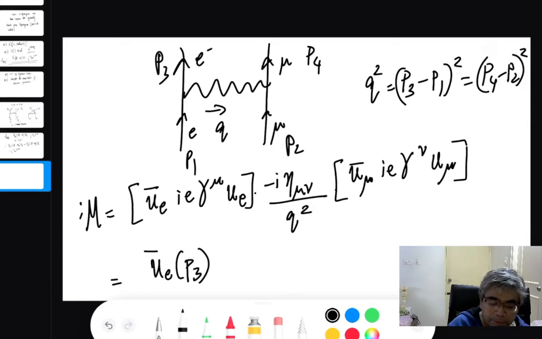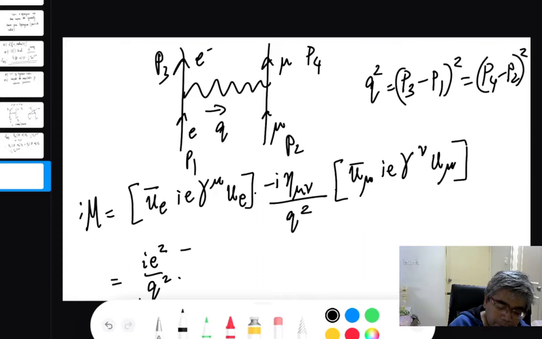X square plus 1. So it's I by q square. Okay. And then there is an E square to count. So this is I square, just check the signs. I may be mistaken, let's do it slowly.